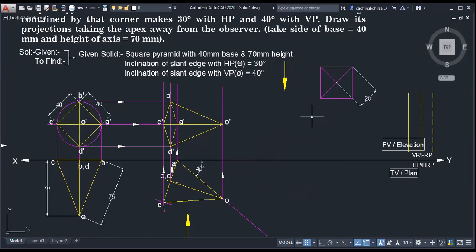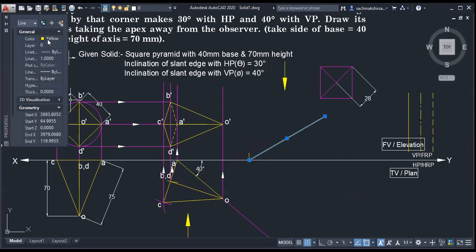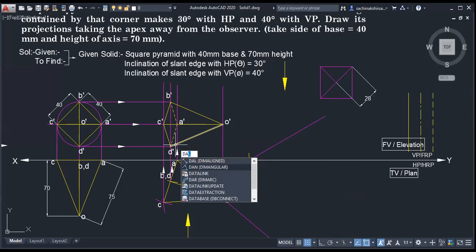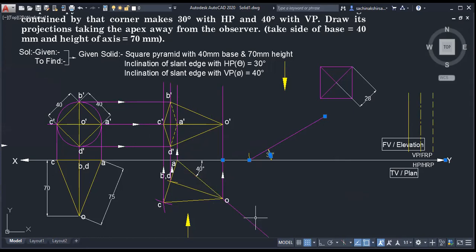Shall we draw here one line which will make a 30-degree angle with HP? Yes, sir. Let us draw one line, randomly take one point, and draw one line which will make an angle of 30 degrees with HP. So this angle should be 30 degrees. Manage the space accordingly. It will be something like this. Just a minute.